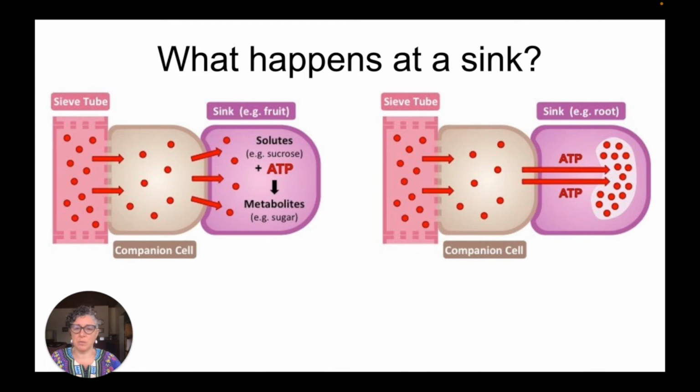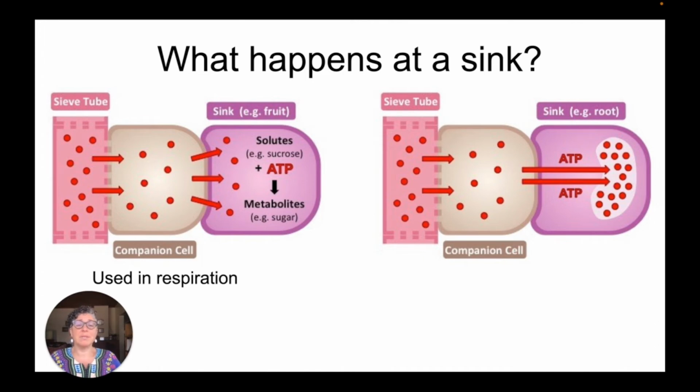Well, really, there's two things that can happen. We can have what's happening on the left, where we have the sieve tube, that is the phloem tube. Molecules are going to be pumped into the companion cell, and then they'll be pumped into a sink, which, let's say, for example, is a fruit. And then these molecules are going to be converted into glucose and then into ATP in order for something to happen. So they would be used in respiration.